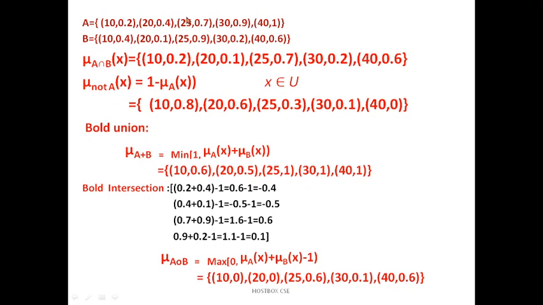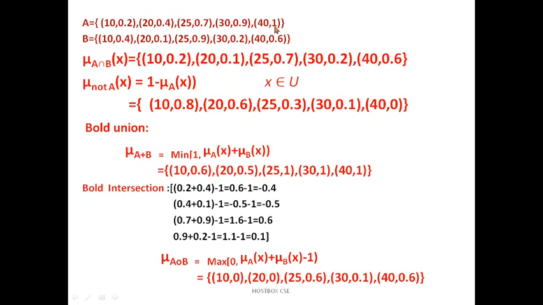The next 25 is here, 0.7 plus 0.9. So what answer will we get? That is 1.6 minus 1. Here we will get the answer 0.6. So 0 comma 0.6, which is the maximum one? 0.6 is the maximum one. I am writing 25 comma 0.6. Similarly what is there here? 30 comma, you have to add 0.9 plus 0.2. That is 1.1 minus 1, we will get 0.1. So 0 comma 0.1, which is the maximum value? 0.1 is the maximum value. So I am writing 30 comma 0.1.